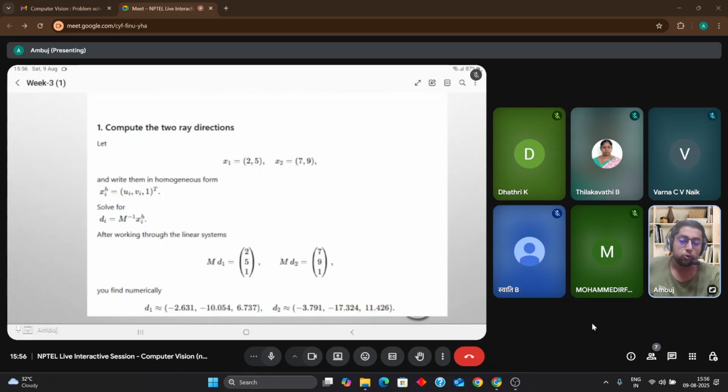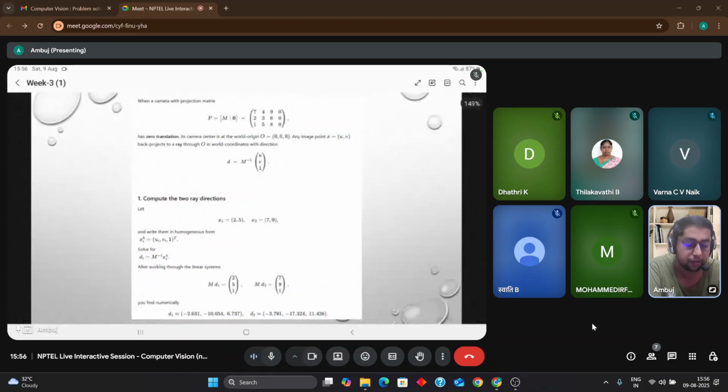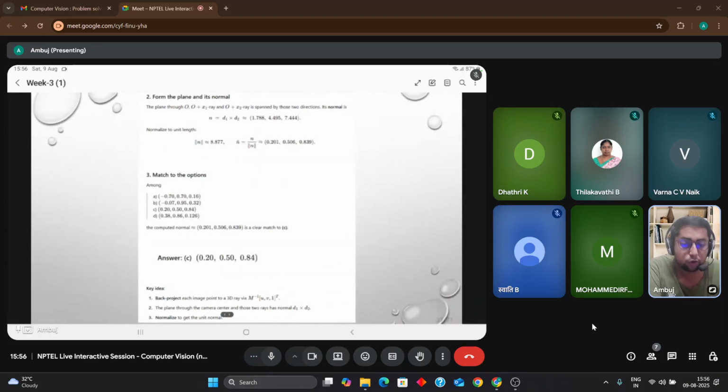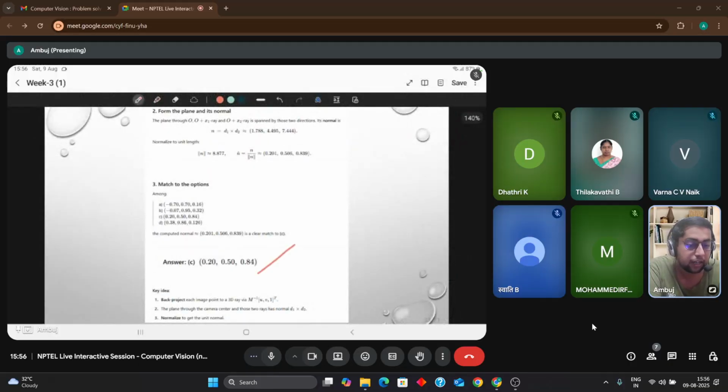Then when you compute d1 and d2 by computing the inverse, you will get d1 as (-2.631, -10.054, 6.737). As d2 you would be able to calculate. Don't worry, I'll show you the complete steps, just bear with me. Then you form the normal n as d1 cross d2 and match the options, and you will get option C. The intermediate steps I have skipped, I'll explain in great detail. Just bear with me, a few minutes.